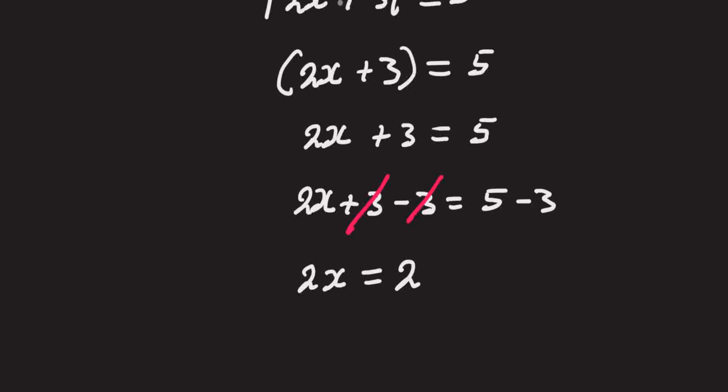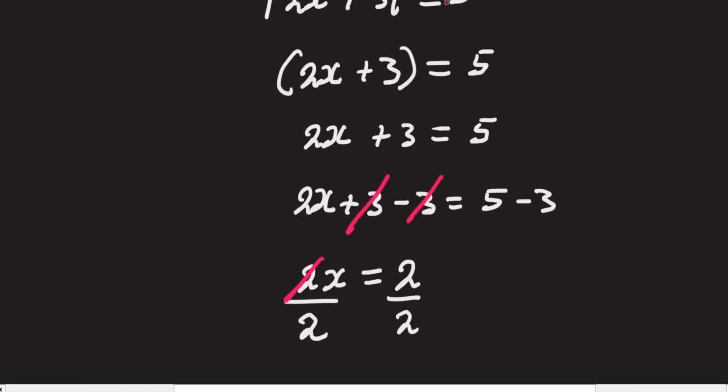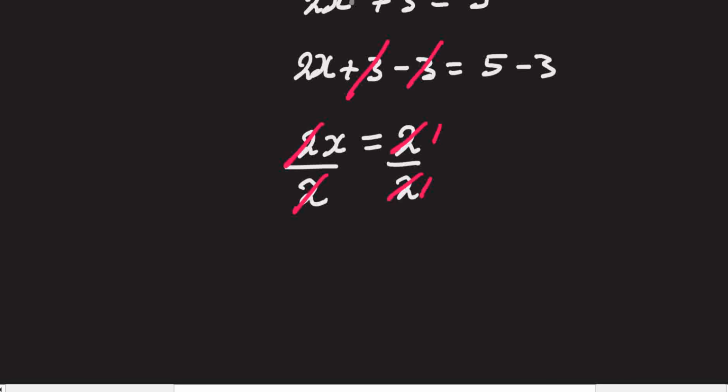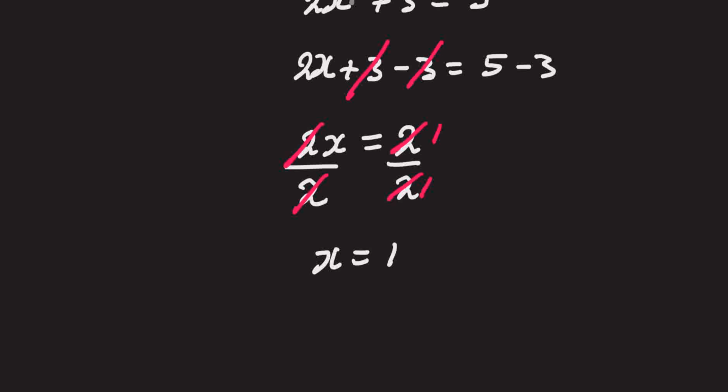So now we can divide both sides by 2, and 2 will cancel 2 from here, and 2 divided by 2 is 1. 2 divided by 2 is 1. So x automatically is equal to 1 over 1, and that is equal to 1. A number divided by itself is 1. So this is the answer to this question.